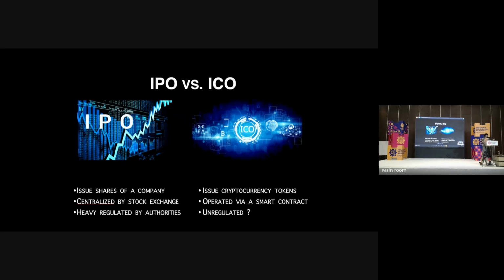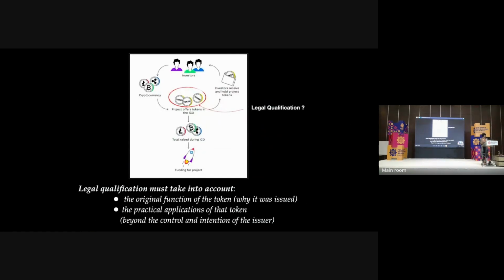The IPO is generally operated via a centralized stock exchange, whereas the ICO is operated via smart contracts, so the technology is quite different. But the IPO is also deeply regulated because of protection of the investors, whereas ICOs, as they are born as being different, because it's not about shares of a company, and it's not traded in the same way, as they come into being, they are not regulated. There is no existing regulation that covers those things because they were not conceived of at the time of making the laws. And so the question is, what is the legal qualification of those tokens?